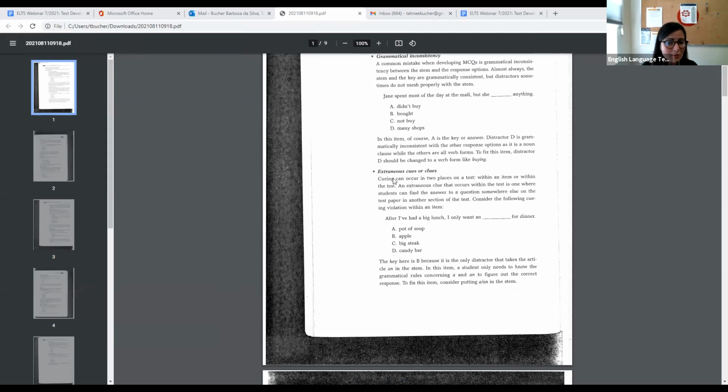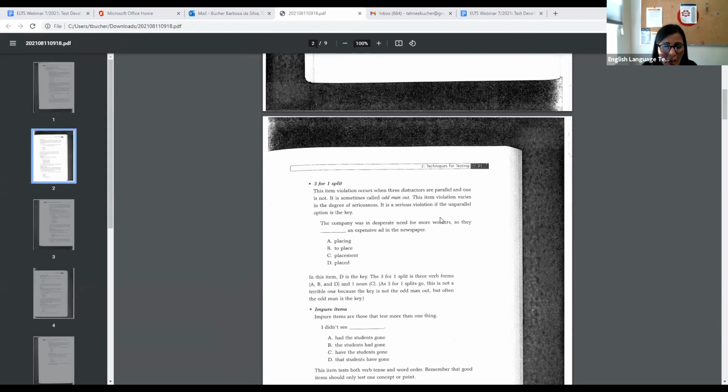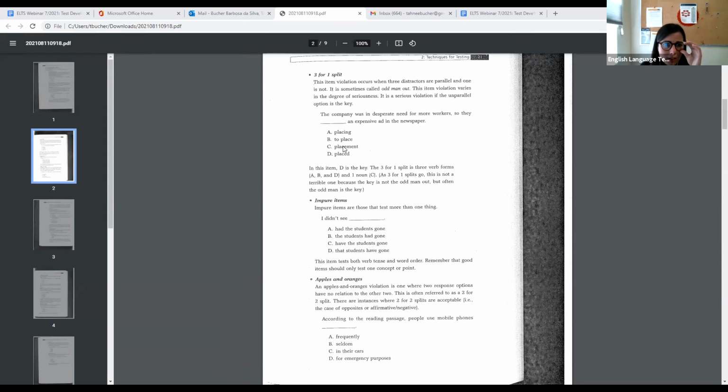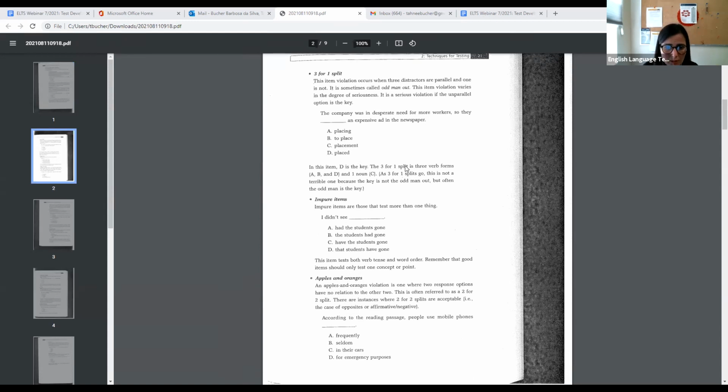This is an example, like I was saying, for the extraneous cues or clues, right? I only want an, you know for a fact is going to be apple here, not pot of soup, big steak, or candy bar, right? Because of the N here. A 3-for-1 split. So here, for example, you have a gerund, right? An infinitive and a verb, and then you have a noun, right? You want to avoid this type of options.